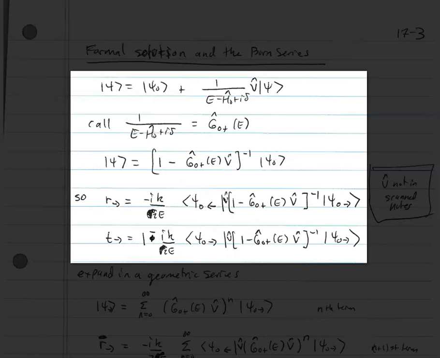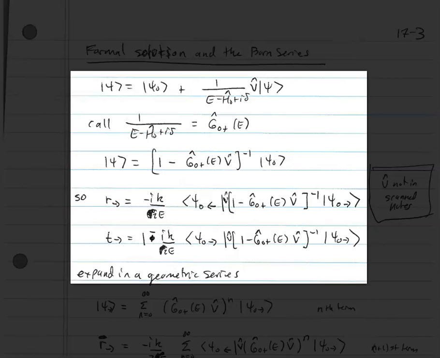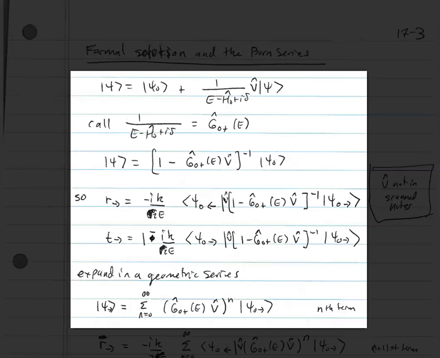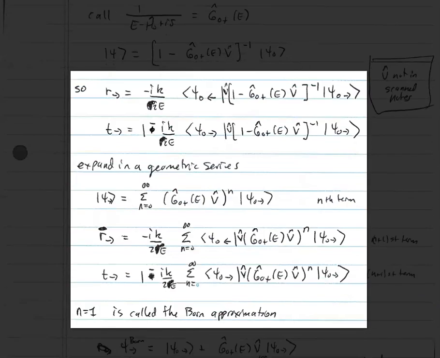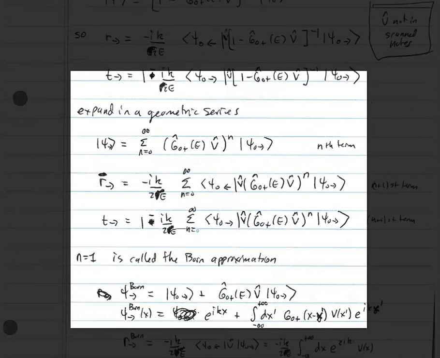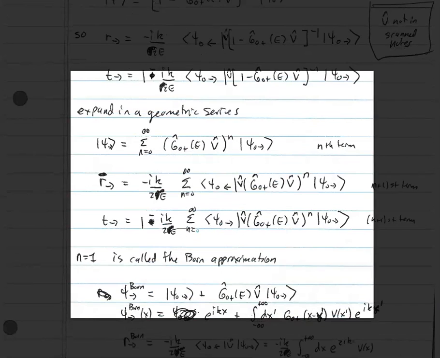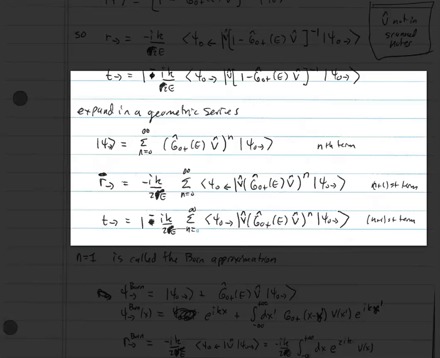We have to just make sure we don't forget to put the v in. I apparently forgot to put the v in when I first wrote these notes, which is why there's that little note saying v not in the scanned notes, because I've now rescanned the notes so that the v is in there. All right, and as before, we expand that expression, the complicated expression, with a geometric series. So we do that for the psi, and we can plug that in for the r and for the t.